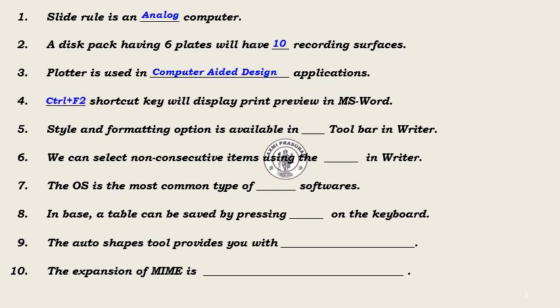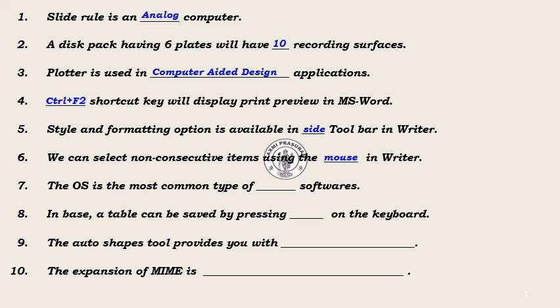4. Control plus F2 shortcut key will display print preview in MS Word. 5. Style and formatting option is available in side toolbar in Writer. 6. We can select non-consecutive items using the mouse in Writer.